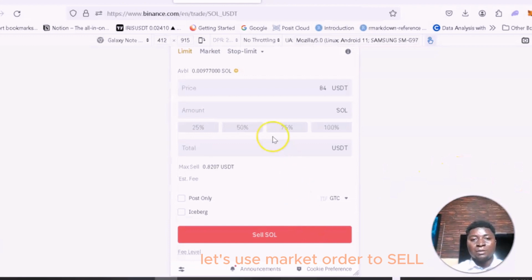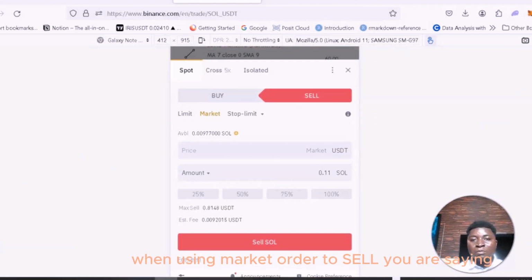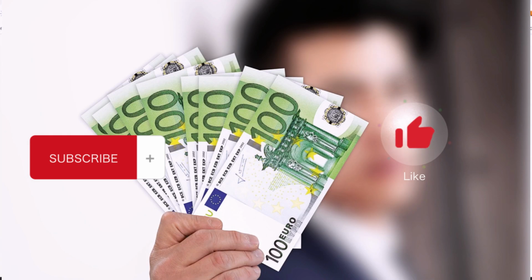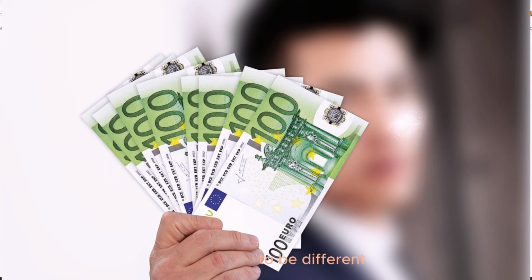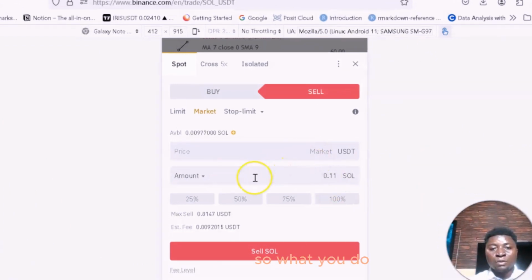Let's use market order to sell. When using market order to sell, you are saying that I want to sell my asset now, at the current market price. I don't want the price to be different. I'm interested in selling at the current market price. So what you do, you click on the amount.